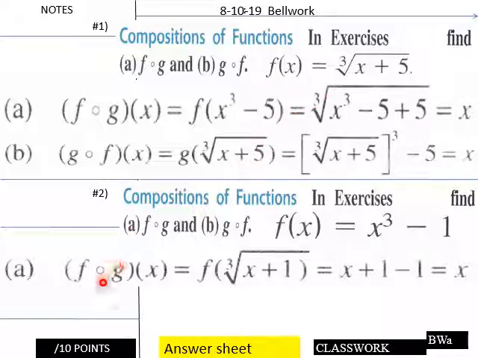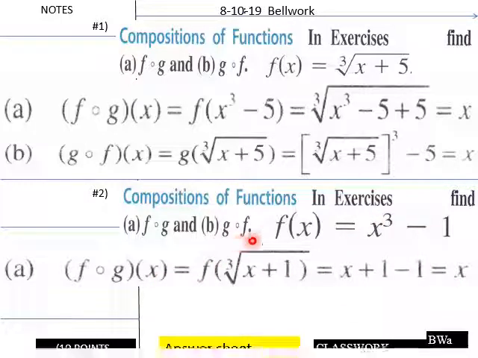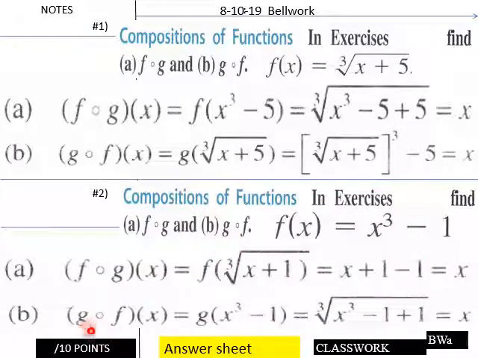And then number 2 here, a, f of g of x equals f of the cube root of x plus 1, equals x plus 1 minus 1, equals x. Here, f of g of x. Then b, g of f of x equals g of x cubed minus 1, equals the cube root of x cubed minus 1 plus 1, again equals x.